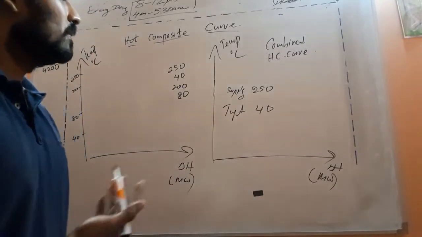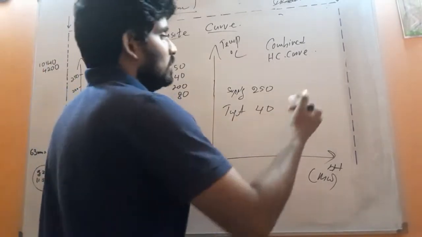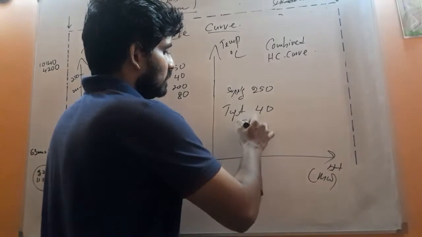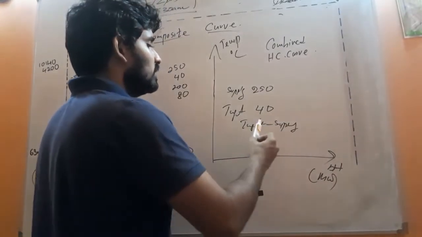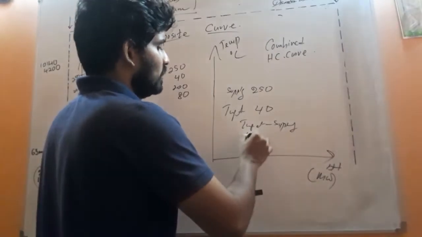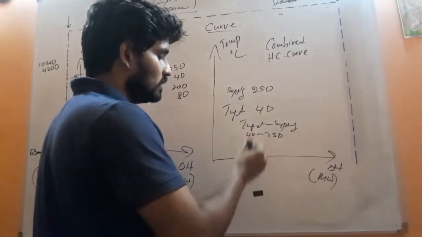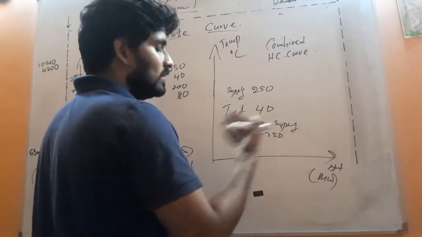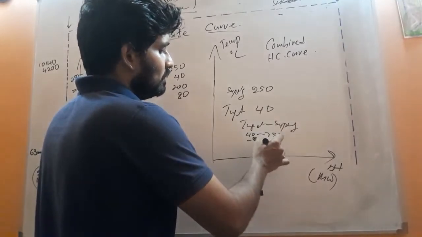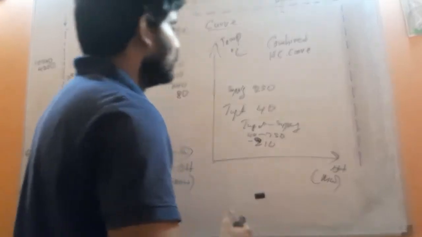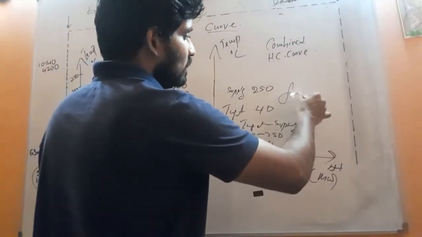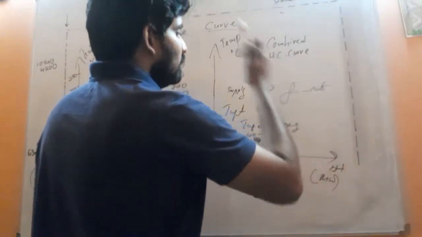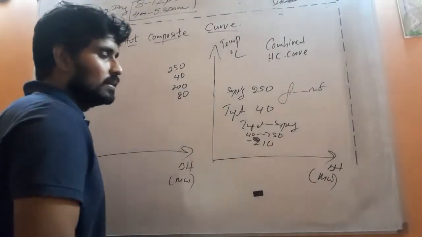So now you can do something like that. Just get the difference of target minus supply. So if you consider target minus supply, it is 40 minus 250. Don't worry about the value, just worry about the sign. It is a negative value, negative 210, but anyhow it is negative. Because difference is always final minus initial, here final is the target, initial is the supply, so it is a negative value.